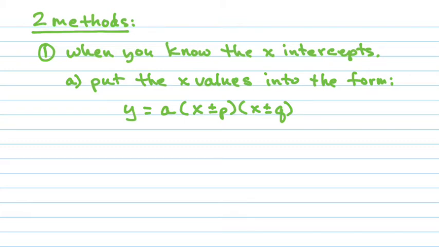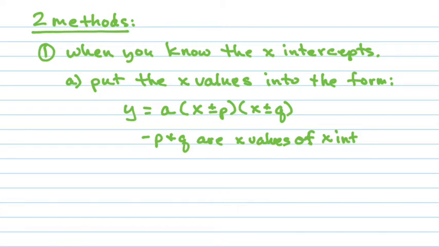Now, don't freak out about the p and the q. Those are just the numbers of the x-intercepts. They just had to assign some value to be able to look at them. It doesn't matter what they are. It's just the x-intercepts, and so p and q are the x values of the x-intercepts. They're just letters to hold the place, and it's going to be either positive or negative depending on where it's located on the x-axis.